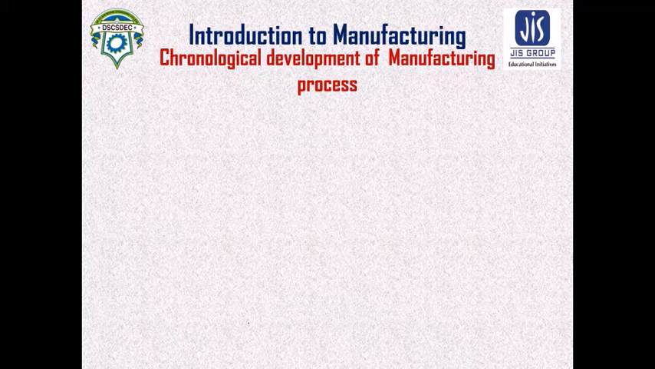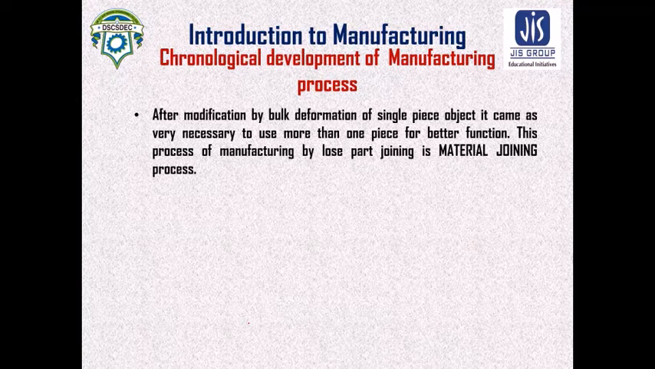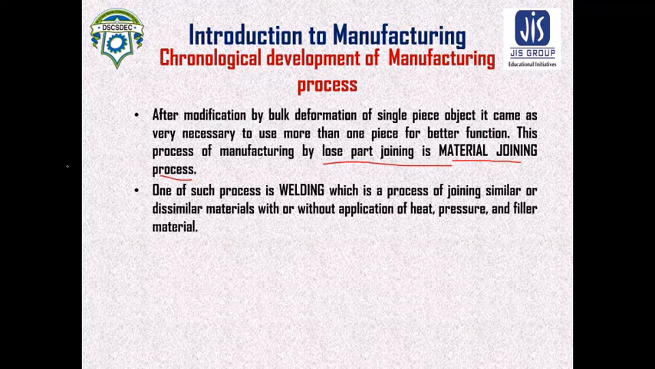After metal forming, for better functionality, there is a need for manufacturing loose parts and joining them using material joining processes. One of the material joining processes is known as welding, which is a process of joining similar or dissimilar material with or without application of heat, pressure and filler material.